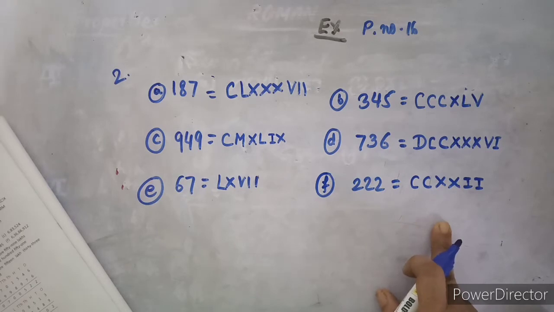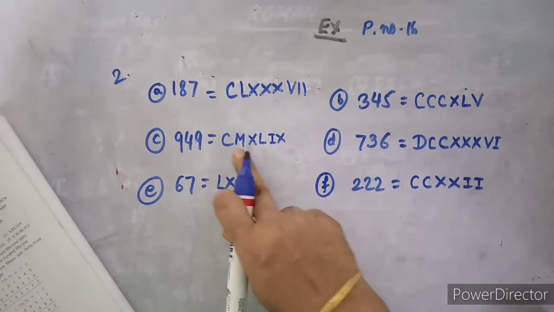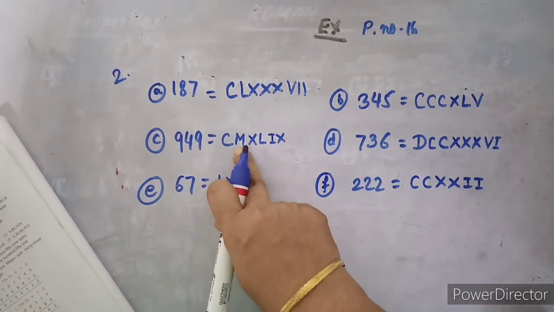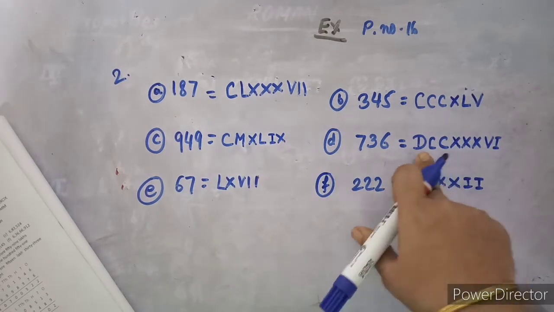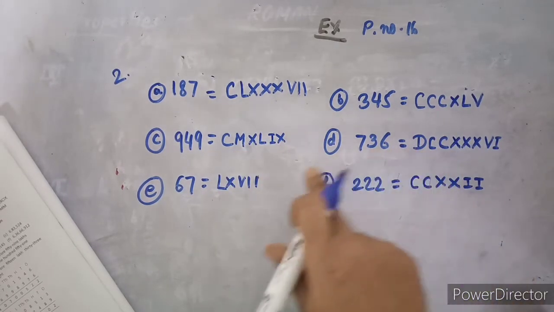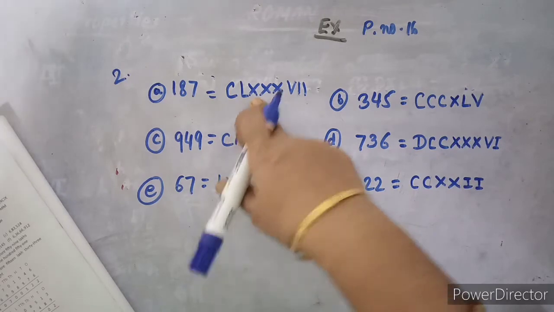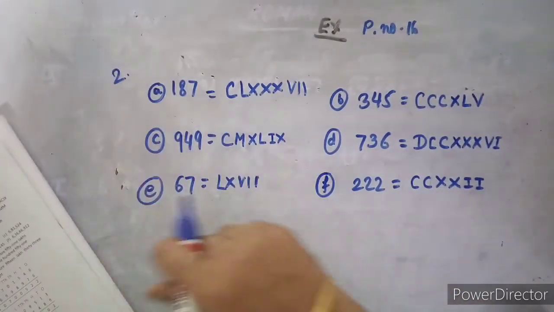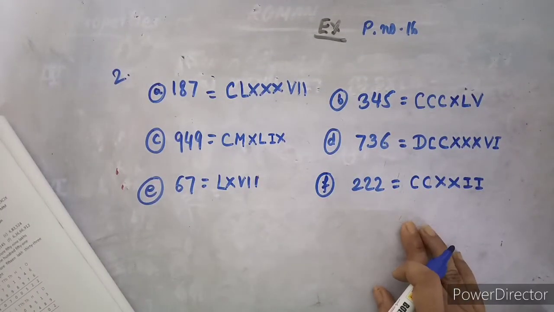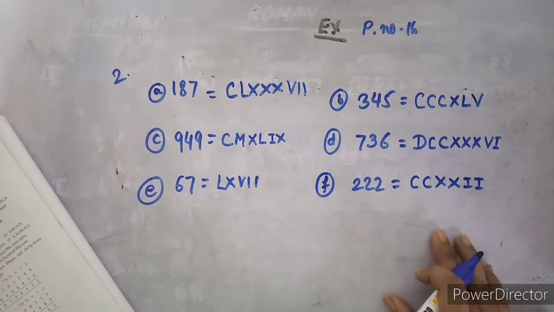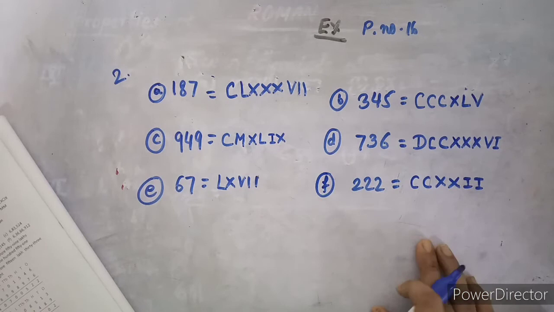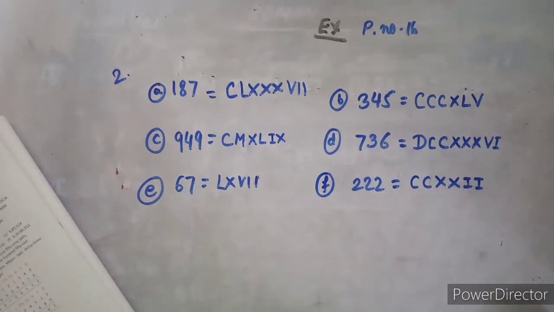Okay. So now see, we have used the M symbol for 1000, we have used D for 500, we have used X for 10, we have used C for 100, isn't it? So all the symbols we have used. So this is how you have to go for your question number 2. Now go to question number 3.